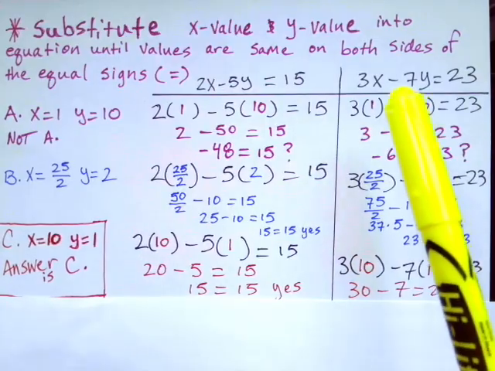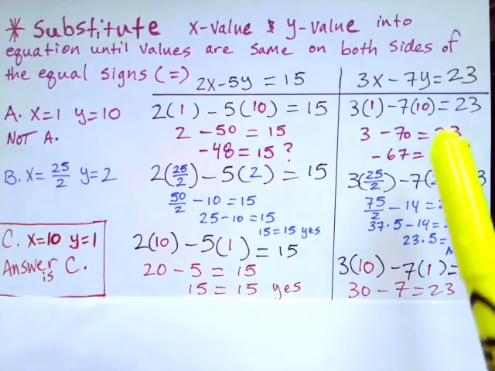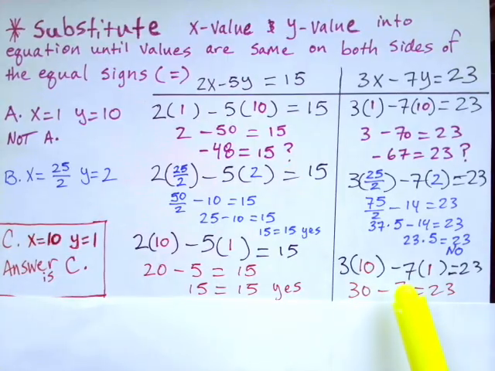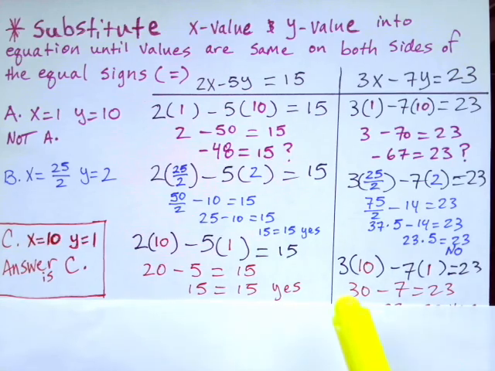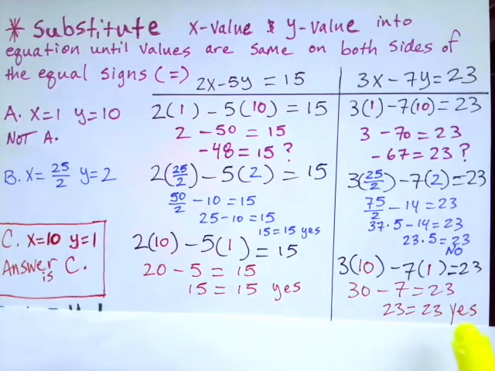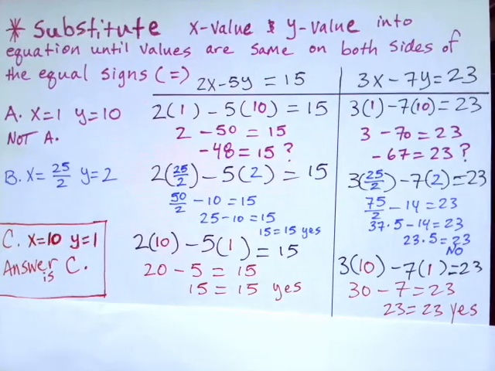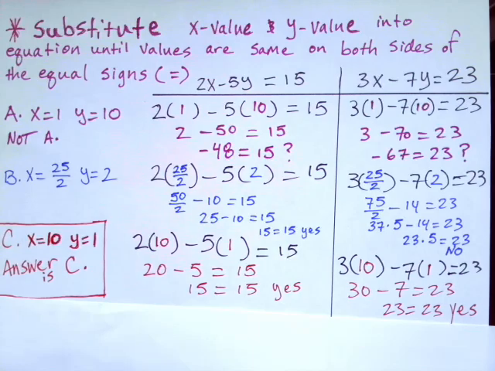So 10 for x, 1 for y. 3 times 10 is 30. Negative 7 times 1 is a negative 7. What's 30 minus 7? It's 23. Does 23 equal 23? Yes. The X and Y values work in both of these equations. Your answer is C. So this is the absolute easiest method. The elimination method and the substitution method will work, but this is the absolute easiest way to find your answers.